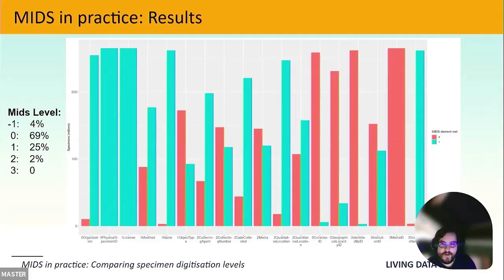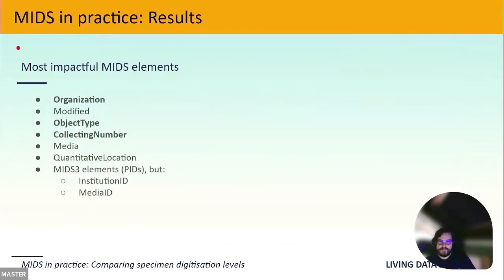You can see at the overall MIDS level scores, shown on the left, that most specimens were stuck at 0, with only very select ones reaching higher. Reaching MIDS level 3 with this setup, as you can see, was impossible because the media ID, almost completely on the right, was not possible to be mapped through the SQL API and is not that often used in GBIF anyway.